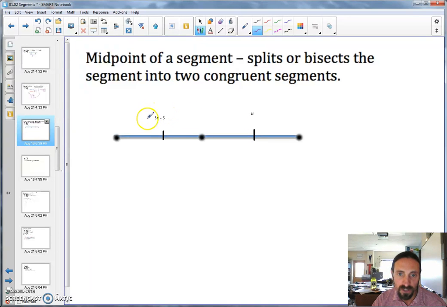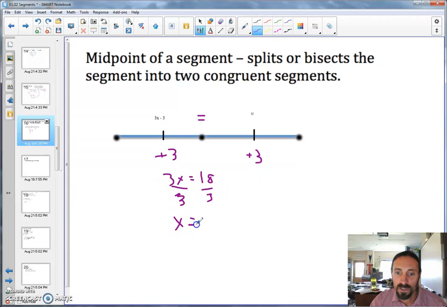Now, this is really hard to read, but this says 3x minus 3. This is 15, right? I know that these two things have to be equal. So if you wanted to figure out what x had to be, I'd add 3 to both sides. And I get 3x equals 18. Divide both sides by 3. I love algebra. I love the mechanics of it. And x equals 6.